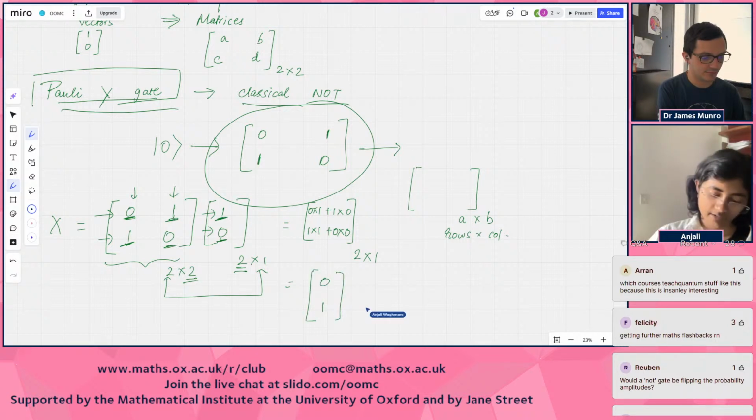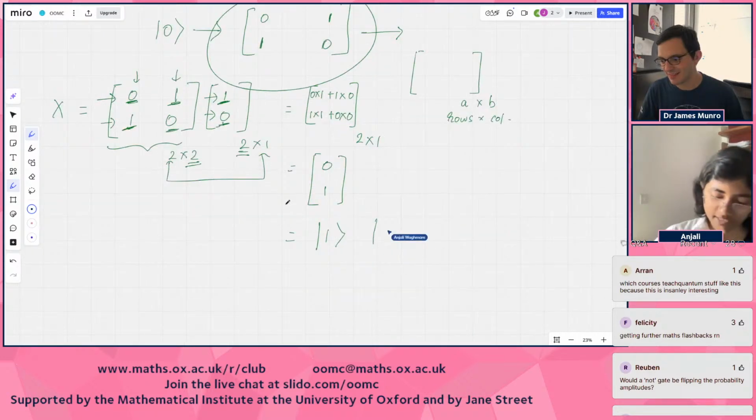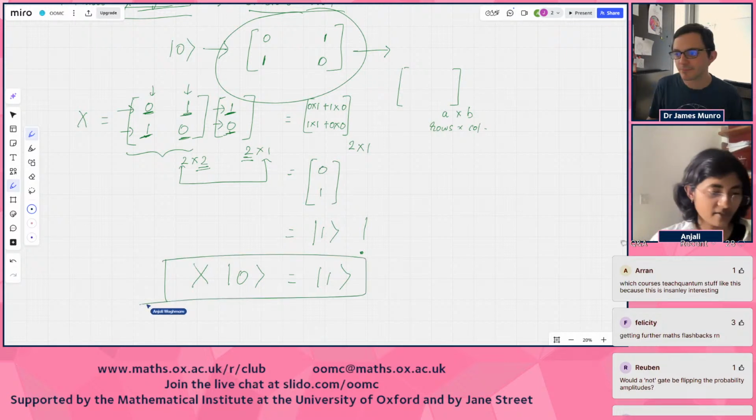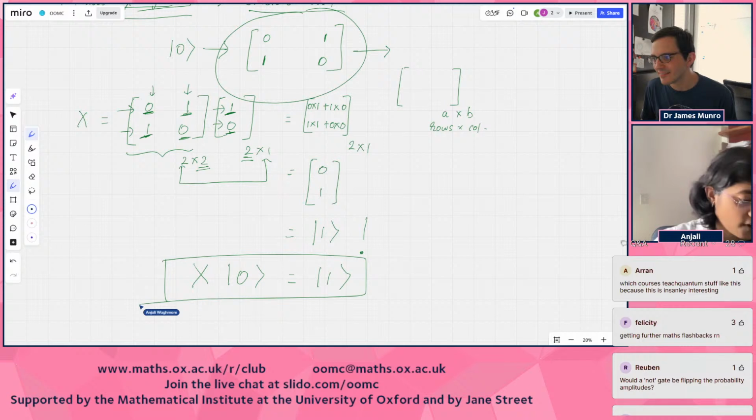And if you remember the qubit representation, this is exactly the bit 1. So we had X acting on 0, which gave us 1. And that's exactly what the NOT gate does, right? So you have one kind of input, you get the other kind of output.